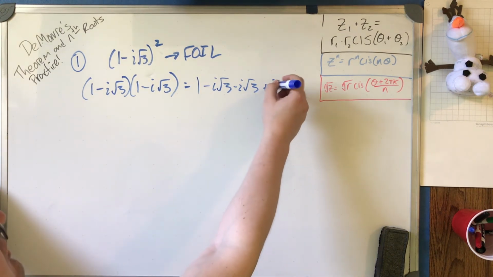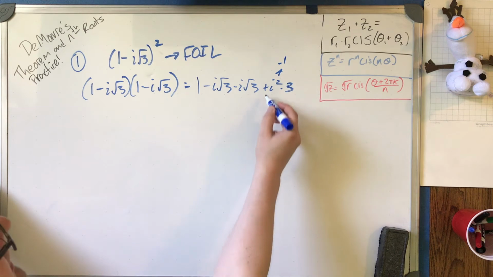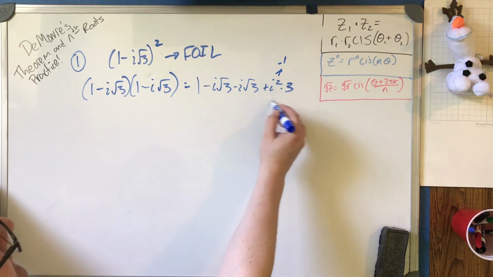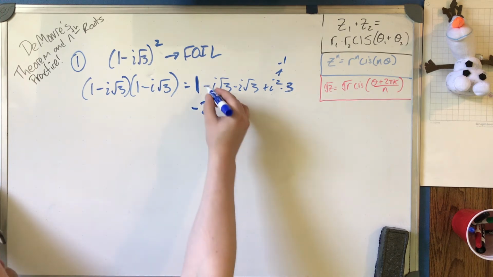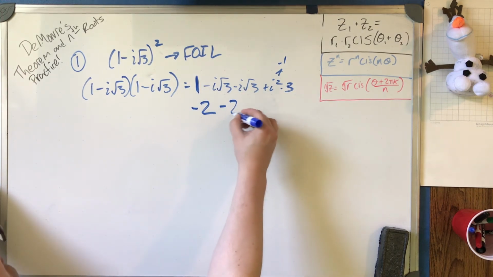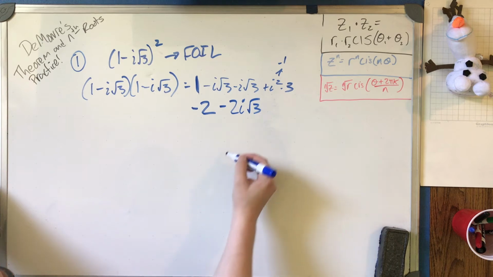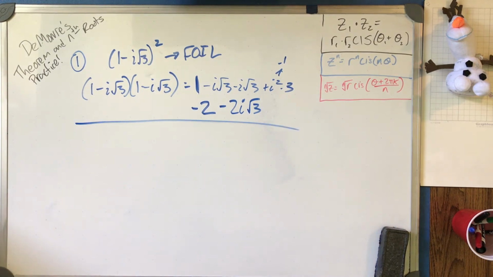This right here, i squared, is really -1. So I really have a -1 times 3. So that's -3 plus this 1 right here. So I have -2. And then these are like terms. So I have -2i root 3. So that was using the FOIL method.